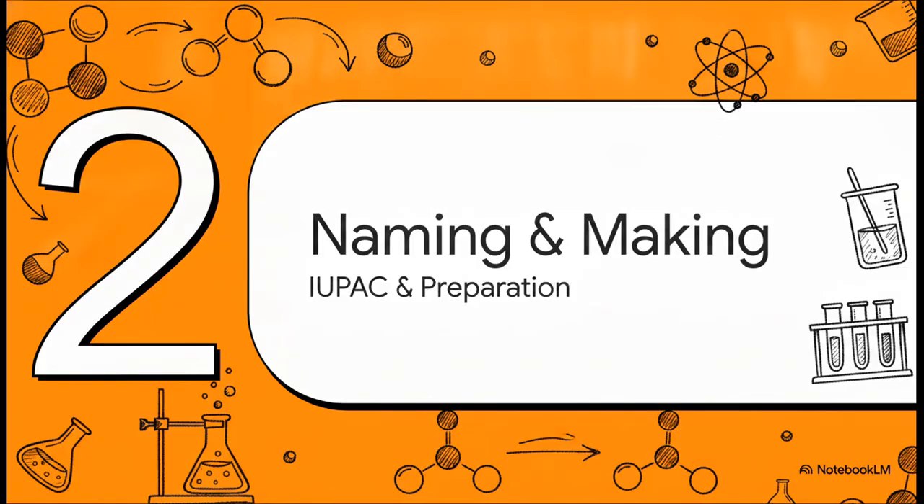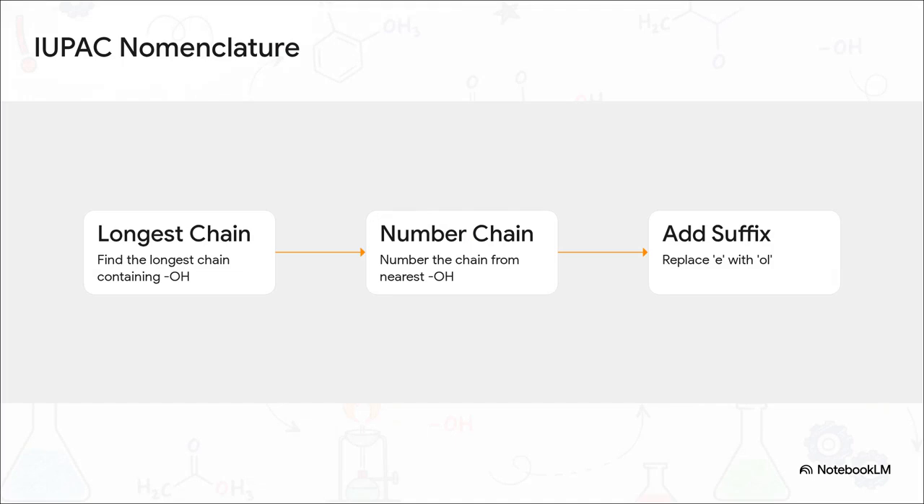Moving on to Section 2, naming and making alcohols. Let's explore IUPAC nomenclature and how we prep these. IUPAC naming can seem super intimidating at first, but honestly, it boils down to 3 straightforward steps. Think of it like a cheat code.